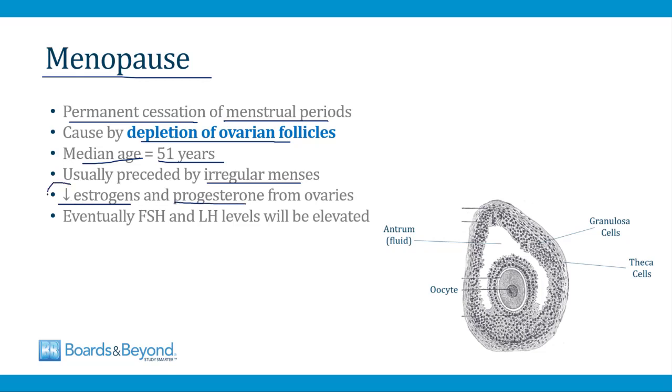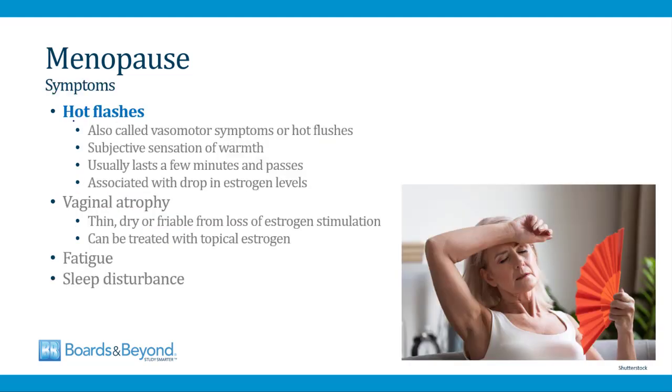After menopause, there's a fall in the release of estrogen from the ovaries as well as a release of progesterone. And because there are less estrogens coming from the ovaries, the levels of FSH and LH will climb as the pituitary gland tries to stimulate the ovaries to release more estrogens, but the ovaries aren't able to respond because they've been depleted of follicles. The main clinical symptom of menopause is hot flashes.